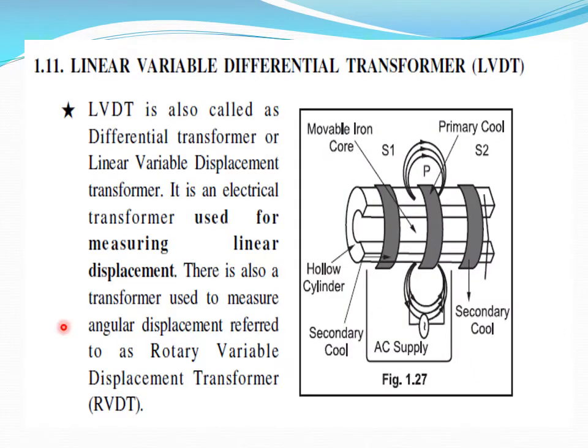This is the construction details of an LVDT. Basically it is used for linear displacement measurement, displacement in one direction. It has two types of coil, a primary coil and a secondary coil. There are two secondary coils and one primary coil. It is wound around a hollow cylinder.